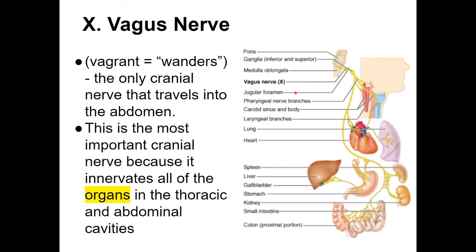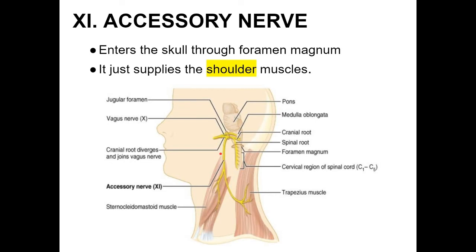Next is the vagus nerve. The vagus nerve comes from the word vagrant, which means wanderer. This is the only cranial nerve that actually travels down into your abdomen. It's the most important nerve because it innervates all of the organs in the thoracic and abdominal cavity. So this nerve actually goes down to all of your major organs, your lungs, your heart, your liver, kidneys, stomach, all of them.